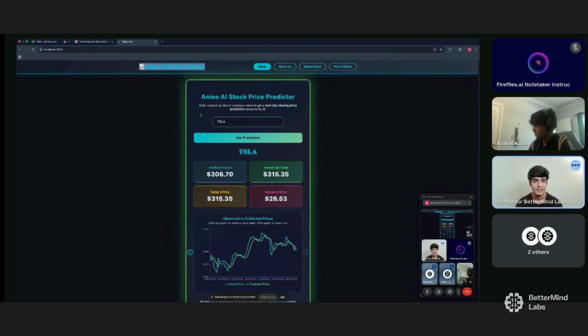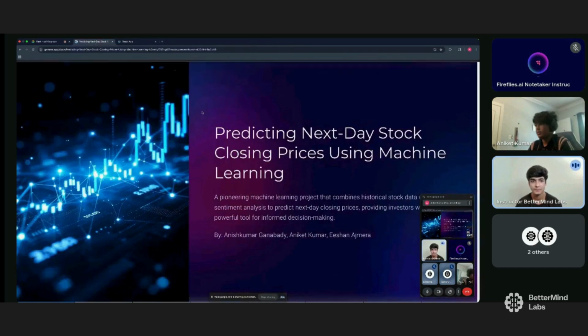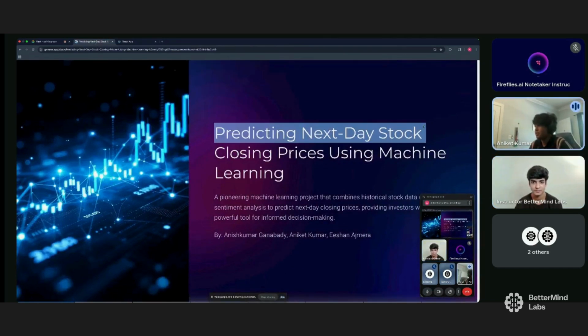Okay, great. I think we can start with the presentation now. Okay, yeah. You can show me the presentation and tell me about it. Yeah, so here's the presentation: Predicting Next Day's Stock Closing Prices Using Machine Learning, by Anish, Aniket, and Ishan.